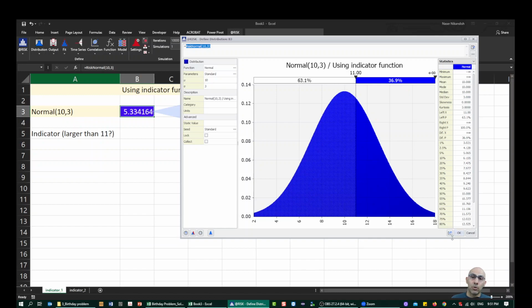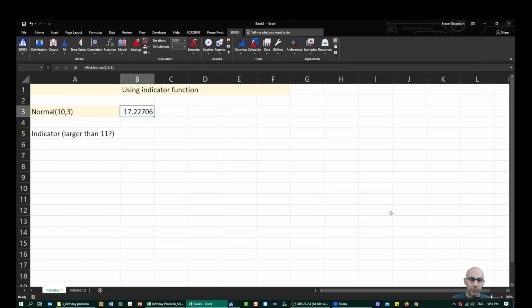So if someone asks you what is the probability that normal of 10 and 3 is bigger than or equal to 11, the answer is 36.9. Not a big deal, easy peasy. Now, can we solve it slightly differently? Yes, and we are going to use this very trivial example to introduce the concept of indicator functions.